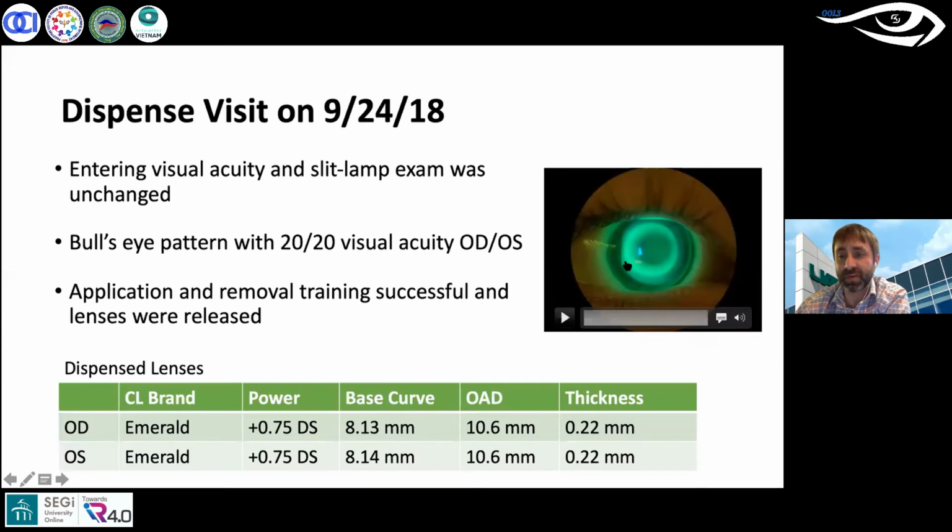So here is an orthokeratology lens on an eye. This is a video I took. I'm going to play the video, hopefully.